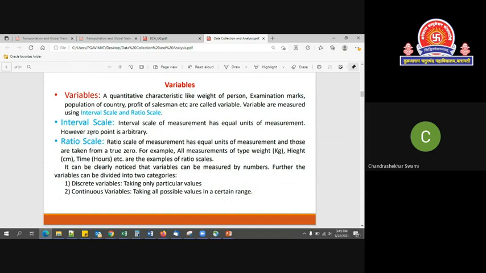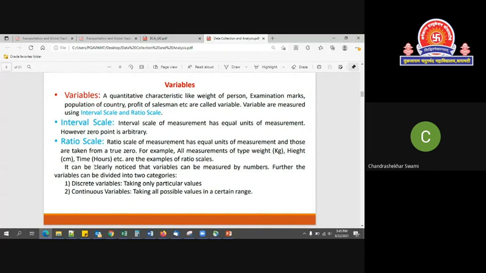But instead of 0 degrees Celsius, if I say a student gets 0 marks, it means he is getting nothing. He is not performing in the examination. That's why he is getting 0 marks. So here the value 0 has meaning, and it takes the true value of 0 in the ratio scale measurement. For example, measurement of types of weight in kg.